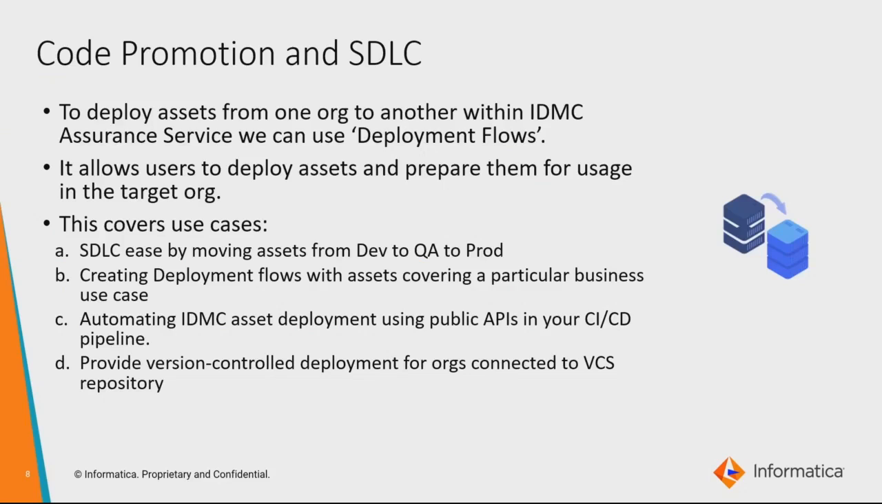You can also automate these deployment flows using Assurance's public APIs and integrate them with your CI/CD pipelines with Jenkins or any other flows that you have, which would automatically deploy them using the APIs. Lastly, we also have version control deployment to support customers who have linked their IDMC orgs with a VCS repository, and so they want to use GitHub or any other version control repository as the source.